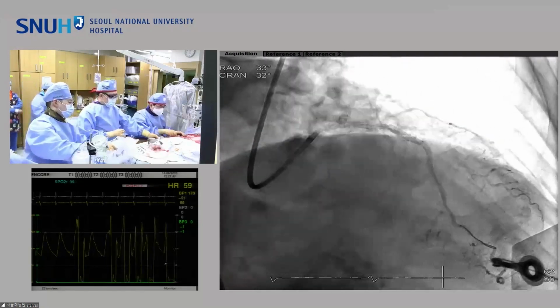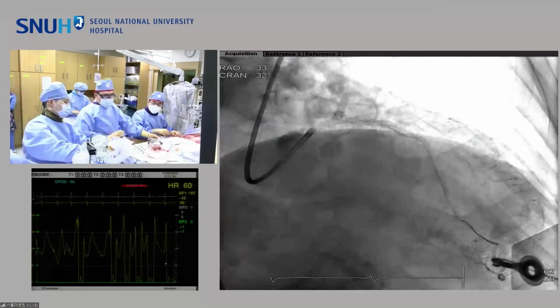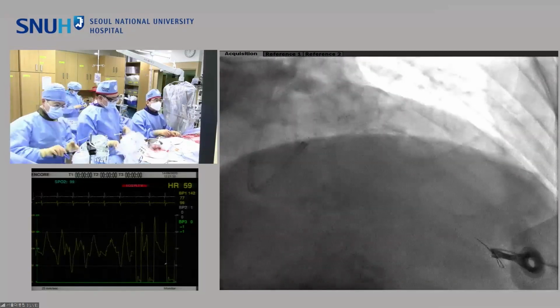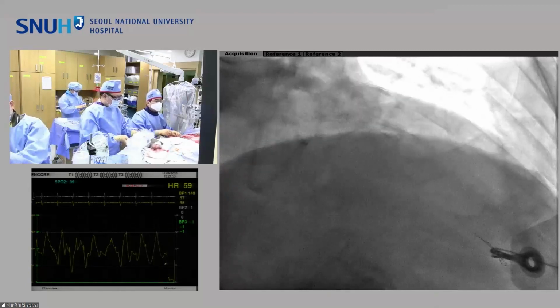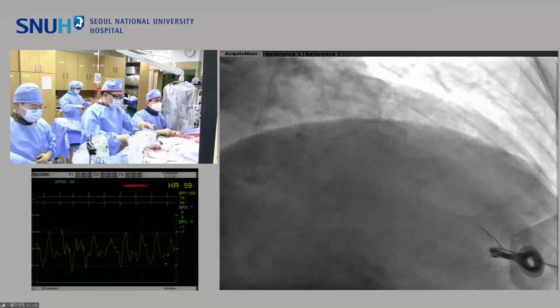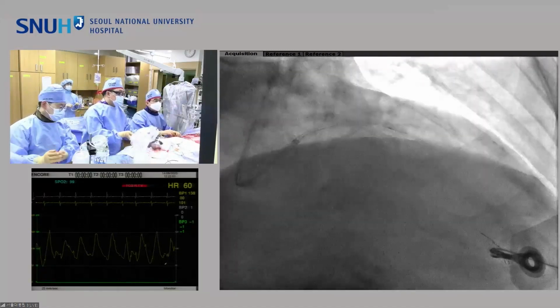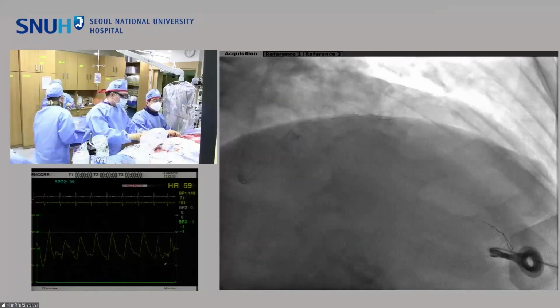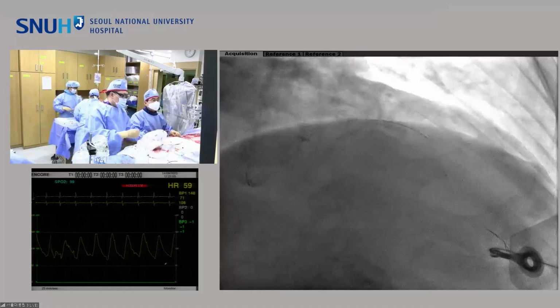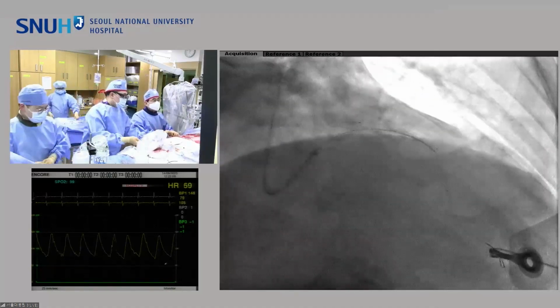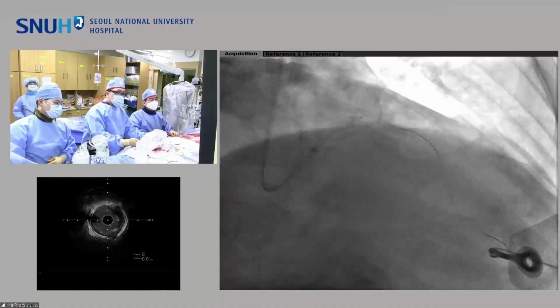We create a 3 by 40, 46. No resistance, just smooth advance. And we did deploy the stent and did post-ballooning with AccuForce 308 ANC balloon. And this is IVUS.